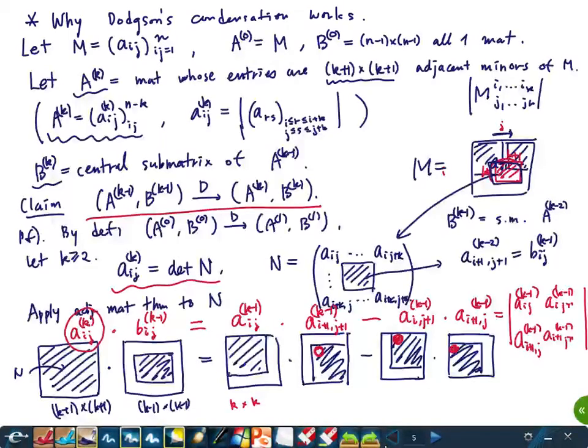And now, one nice feature of this Dodgson's algorithm is this. So what did we do here? We computed only 2 by 2 matrices. Everything was just 2 by 2 matrices. That means if you define the 2 by 2 matrix in a slightly different way, we can generalize the determinant of a matrix by generalizing the determinant of a 2 by 2 matrix. That's what we're going to do here. It's called the lambda determinant. So it's a generalization of the usual determinant.